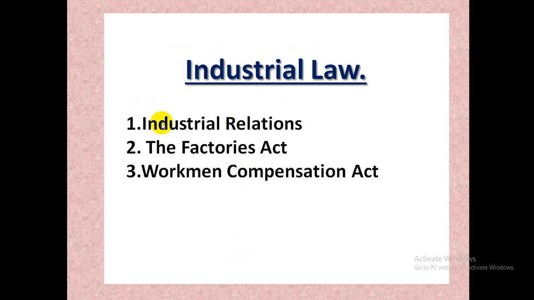Industrial Law has three chapters: the Industrial Relations, IRA, Industrial Relations Ordinance, which is also known as IRO; the Factories Act, which is known as the Labor Act; and the Workmen Compensation Act.